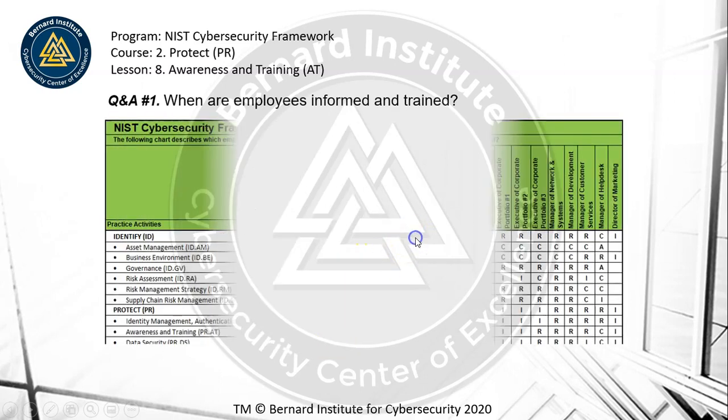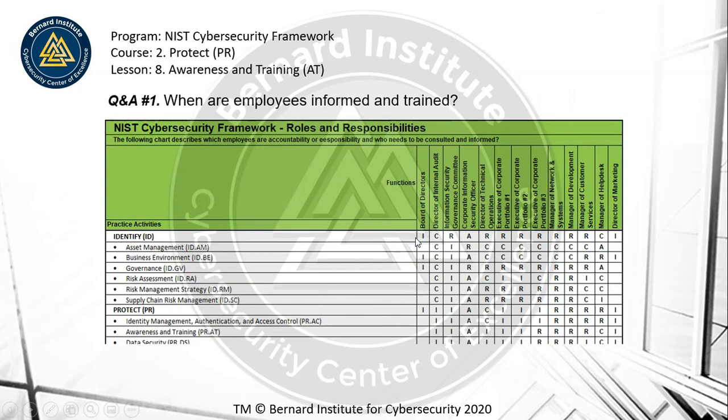When are employees trained and informed? Okay, so then there's this beautiful roles and responsibilities chart. And you can see here where it lists all the different processes, the different modules within NIST. So I only have the first two here on the screen: identify and protect, but then I list all the procedures that have to happen within here.